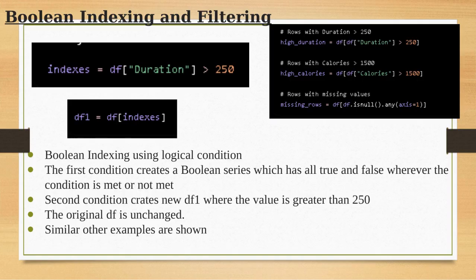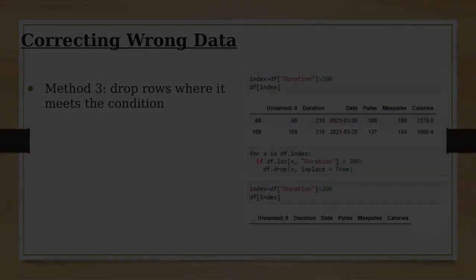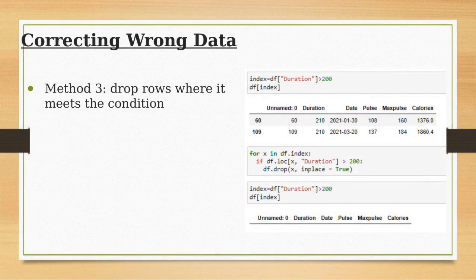Next, we use this Boolean series to create a new data frame. Now, df1 contains only the rows where the duration is greater than 250. Notice that the original data frame df is not modified. This is an important advantage because we can preserve the original dataset as a backup while performing different analyses on separate filtered data frames. So we discussed many methods to correct wrong data. Remove null rows, correct row values using Boolean indexes or a for loop based on some condition. Replace null values using mean, median, mode for numerical data.